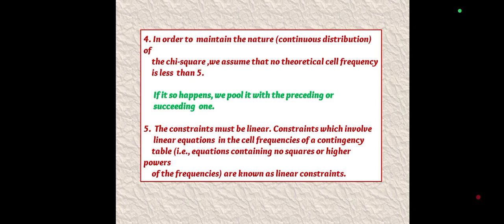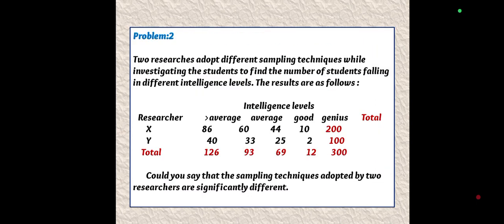Okay, the fifth one is that the constraints must be linear. The constraint involves a linear equation in the cell frequencies of the contingency table. Equations containing no square or higher power of the frequencies are known as linear constraints.